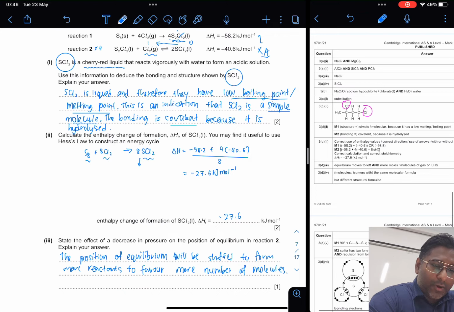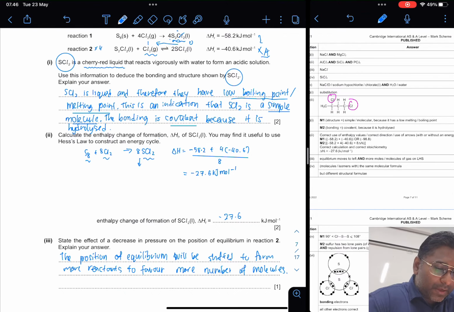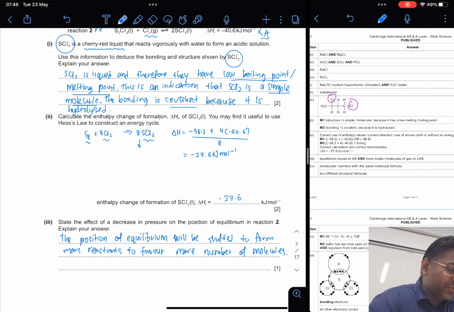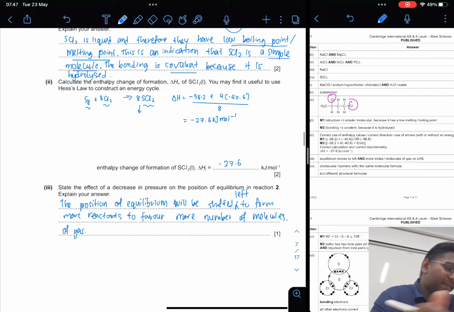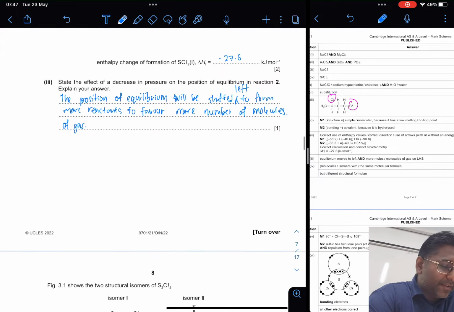So here if you look at the explanation from the marking key, equilibrium moves to the left and more moles of molecules of gas on the left hand side. So in this case, our answer is the position will be shifted to form more reactants, to favor more number of molecules. So if you want to make it clear, the position will be shifted left to form more reactants to favor more number of molecules. You can add of gas. So that's going to be the answer for this.